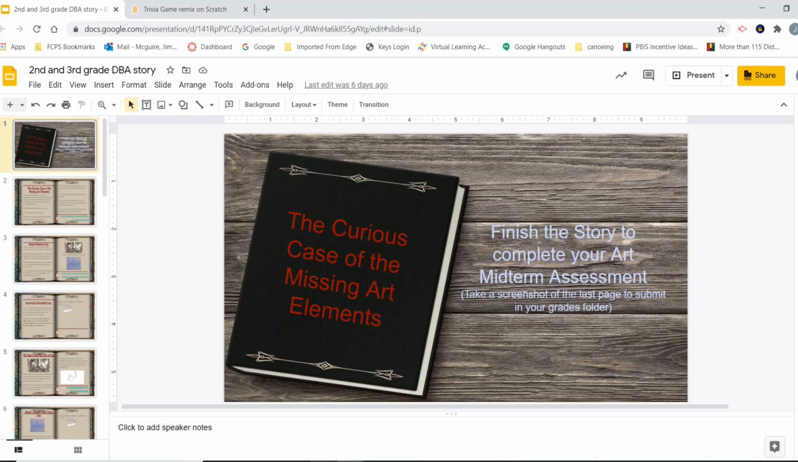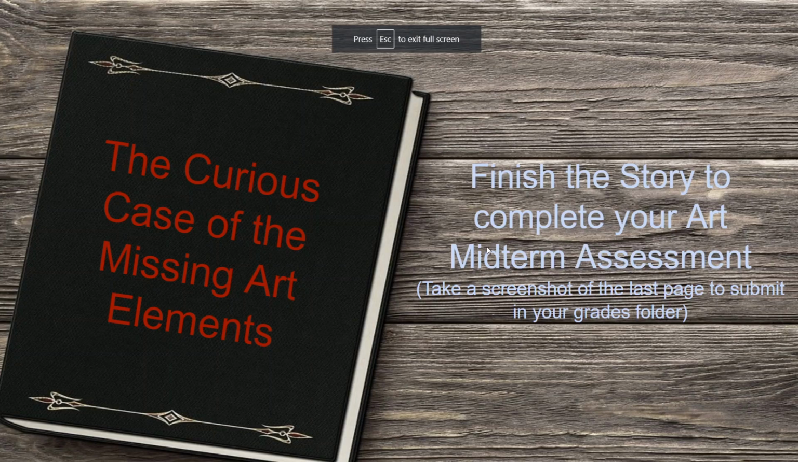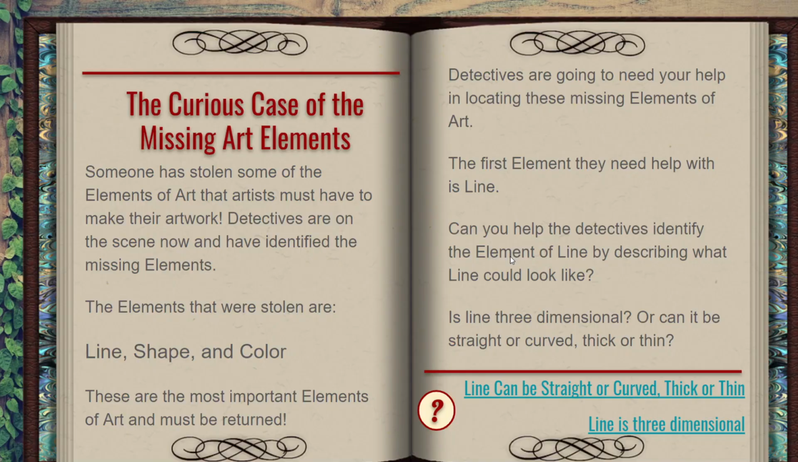The first way that you can take your discussion-based assessment is to read a story. And the story that you can read is The Curious Case of the Missing Art Elements. If you choose to do this form of assessment, you'll simply click Present on this file and you will start going through the story. At each section of the story, and I'll show you how it goes, you'll click Present. And once you click Present, you can simply click on the page to start reading.